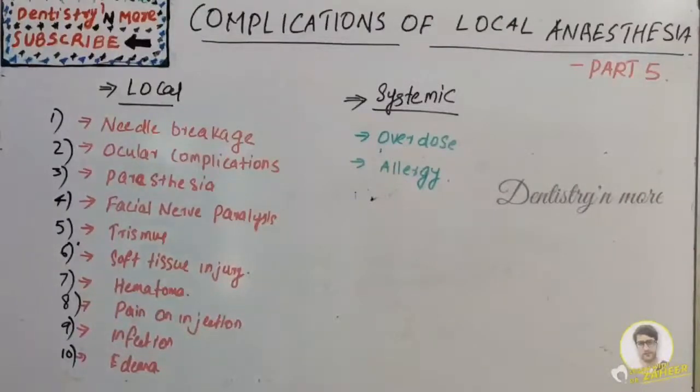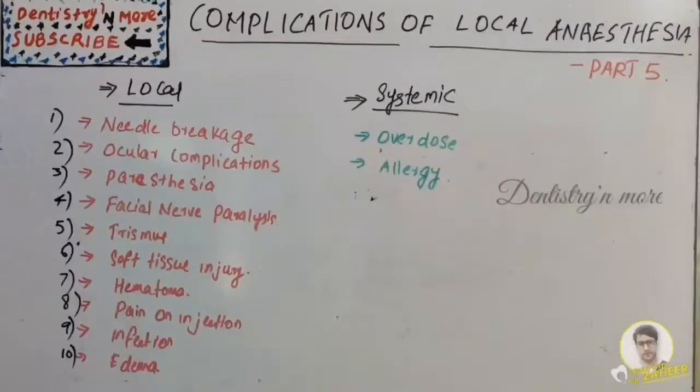First one is overdose. An overdose reaction occurs when the drug accesses the circulatory system in excess. Normally there is constant absorption of the drug from its site of administration into the circulatory system and a steady removal from the blood by the liver. But if overdose happens, there will be symptoms in the body.